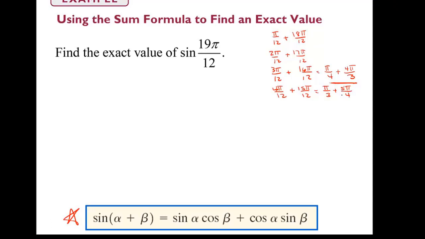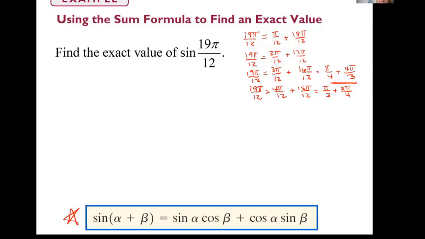Wait, Lisa, what are you doing? I'm just kind of trying to find numbers that add up to 19 pi over 12, where I can actually reduce them to find the value. Oh, find the sine of this thing. Yes. Oh, okay. Does that make sense? Yeah. So I can't reduce pi over 12 and I don't know the sine or cosine of pi over 12. That won't help. 17 pi over 12, again, I can't reduce it, 17's prime.